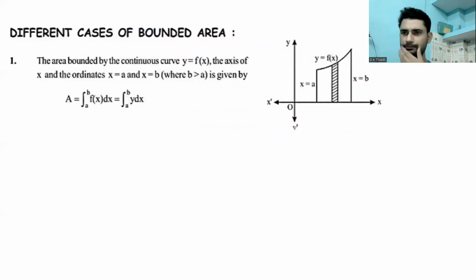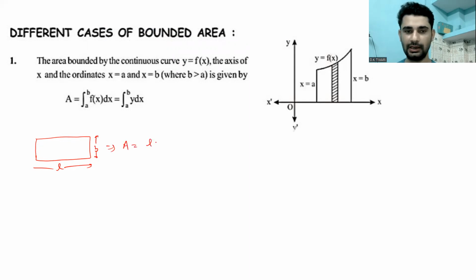Let me first introduce how we find the area of any curve. In the case of a rectangle or triangle, suppose a rectangle like this, you have length and breadth, so you easily find the area. Area is length into breadth. But when there is a non-linear function, how do we find the area enclosed by it?